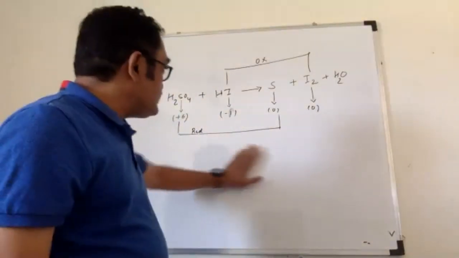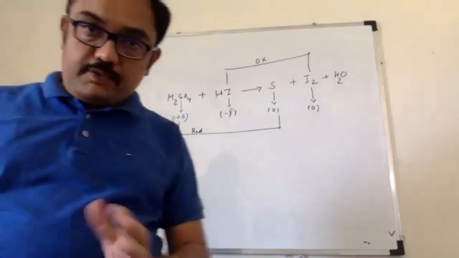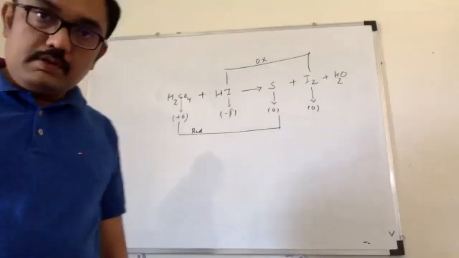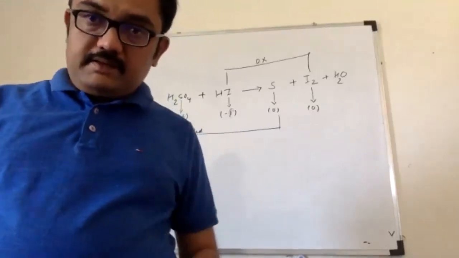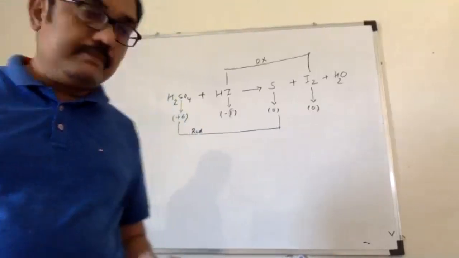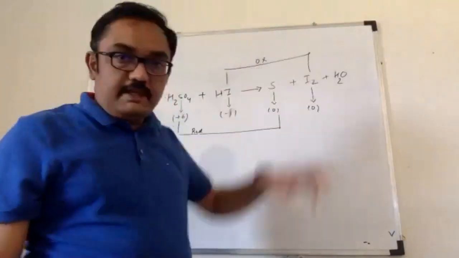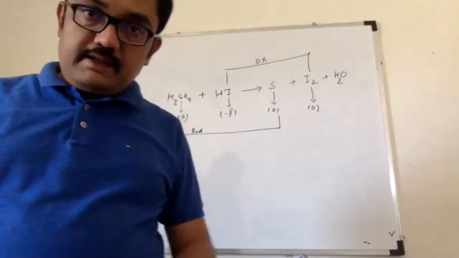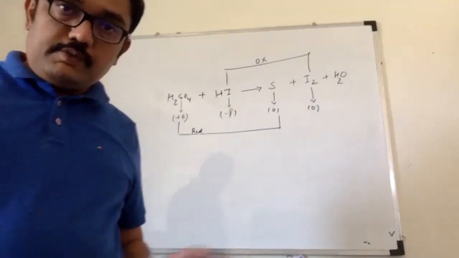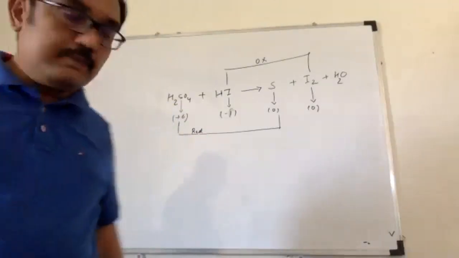Now why is this reduction half? Because sulfur has changed from plus 6 to 0. Sulfur decreases here. And if the oxidation number decreases, that is called reduction half. Now why is this oxidation half? Because I has changed from minus 1 to 0. There is an increase in the oxidation number. So that is called oxidation half.